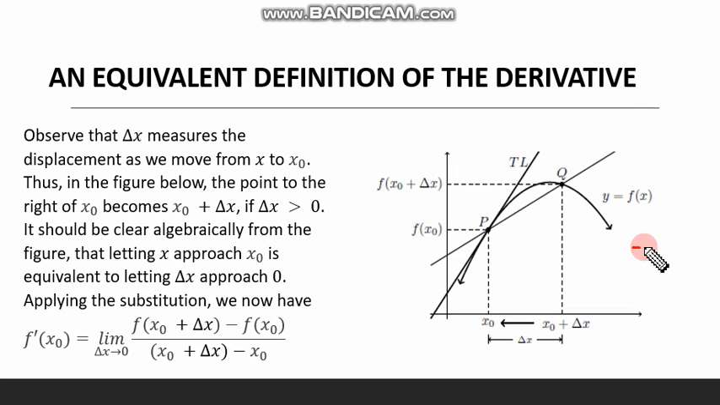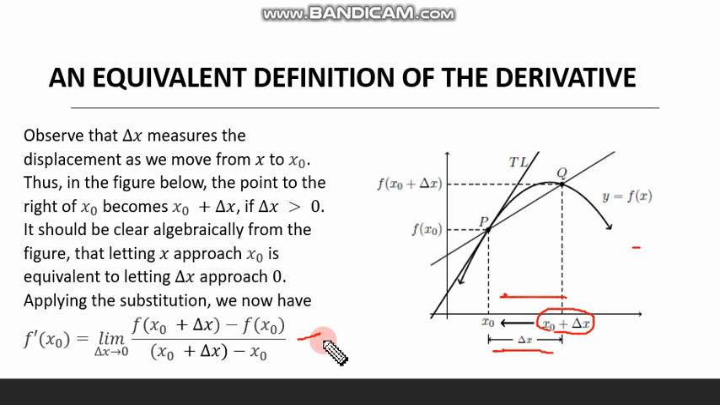Now, let's look at the graph of the function. Observe that delta x measures the displacement as we move from x to x sub 0. So this is the delta x, displacement. So in the figure, the point to the right of x sub 0 becomes x sub 0 plus delta x, if our delta x is greater than 0. So it should be clear algebraically that letting x approach x sub 0 is also equivalent to delta x approaching 0. So we will apply the substitution here, and we can derive another one.